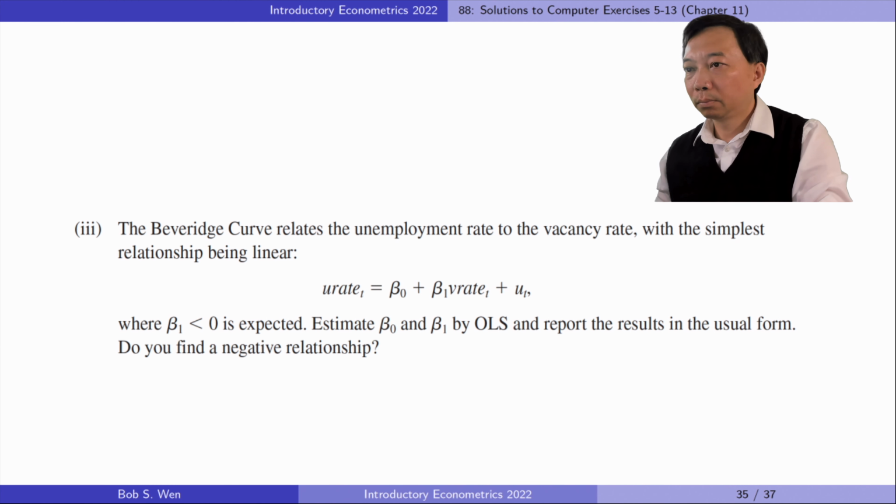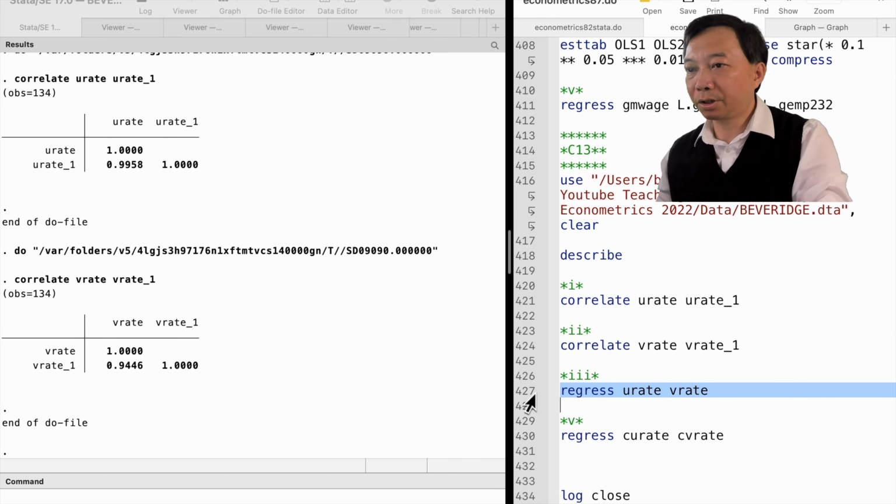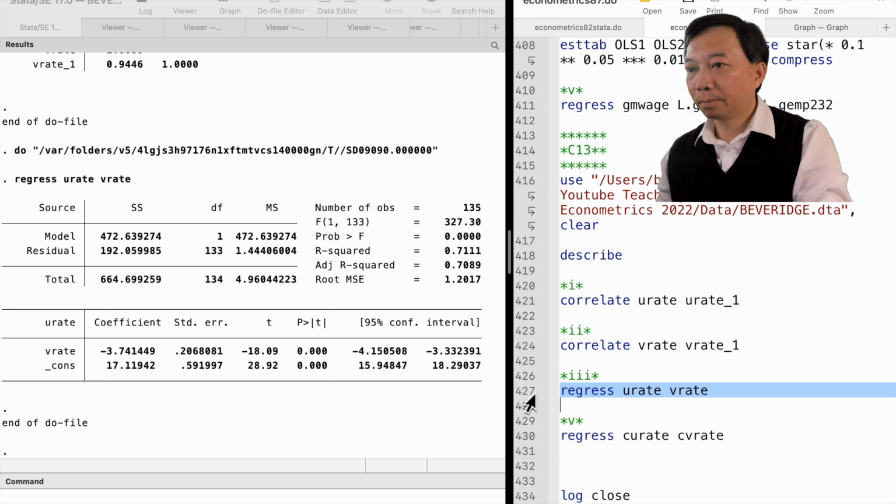In Part 3, the Beveridge curve relates the unemployment rate to the vacancy rate with the simplest relationship, where beta 1 is negative as expected. Estimate beta 0 and beta 1 by OLS. Do you find a negative relationship? Yes, we find a statistically significant negative slope coefficient.